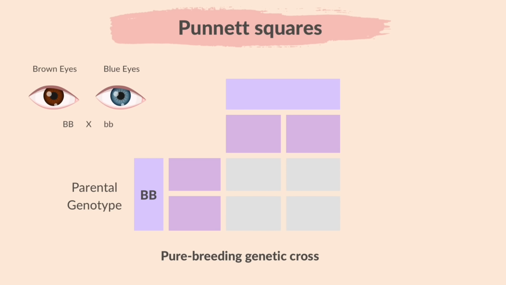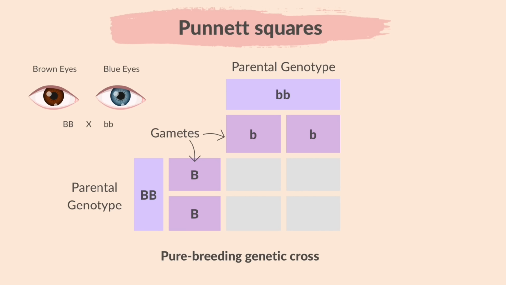So the genotype of the pure breeding brown-eyed parent will be capital B, capital B. And the genotype of the pure breeding blue-eyed parent will be lowercase b, lowercase b. The gametes will be capital B and capital B for the pure breeding brown-eyed parent. And for the pure breeding blue-eyed parent, it will be lowercase b and lowercase b. So now we cross them.